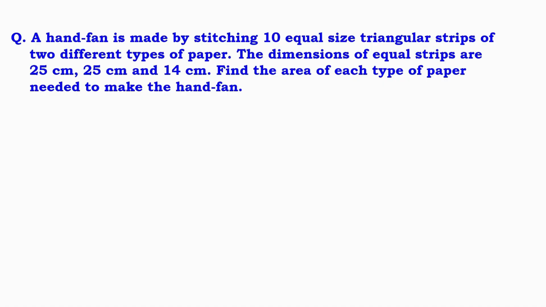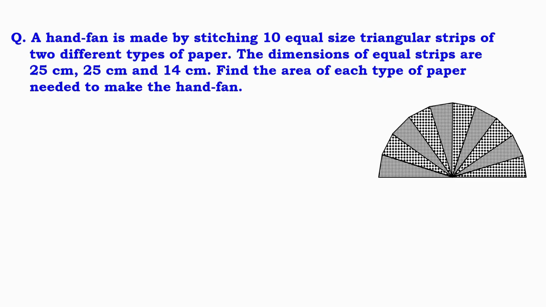A hand fan is made by stitching 10 equal side triangular strips of two different types of paper. The dimensions of equal strips are 25 centimeter, 25 centimeter and 14 centimeter. Find the area of each type of paper needed to make the hand fan.